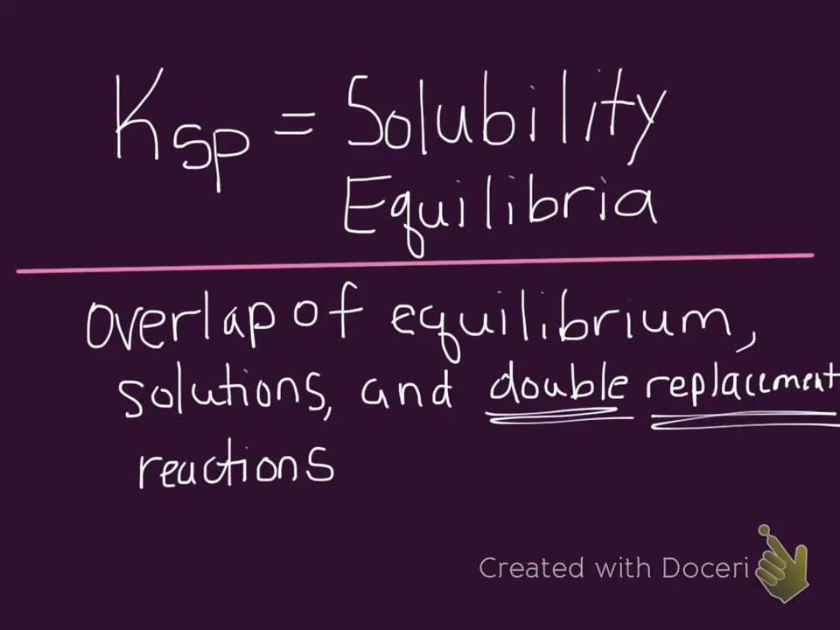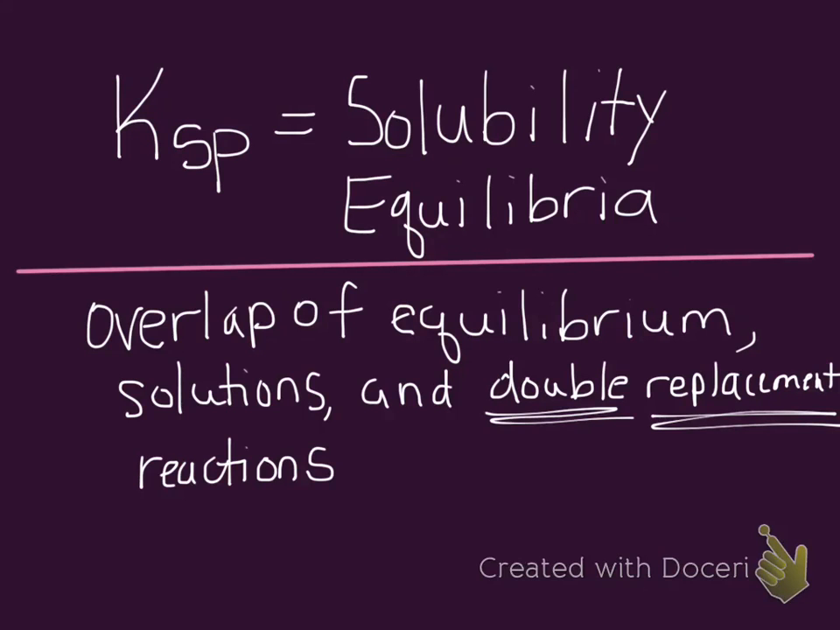All right, so we're going to be going over some general background information about KSP since this is the first podcast that I'm making on this topic. So KSP is very similar to a KC value. It's just specifically applied to a salt that's generally considered partially soluble or insoluble.